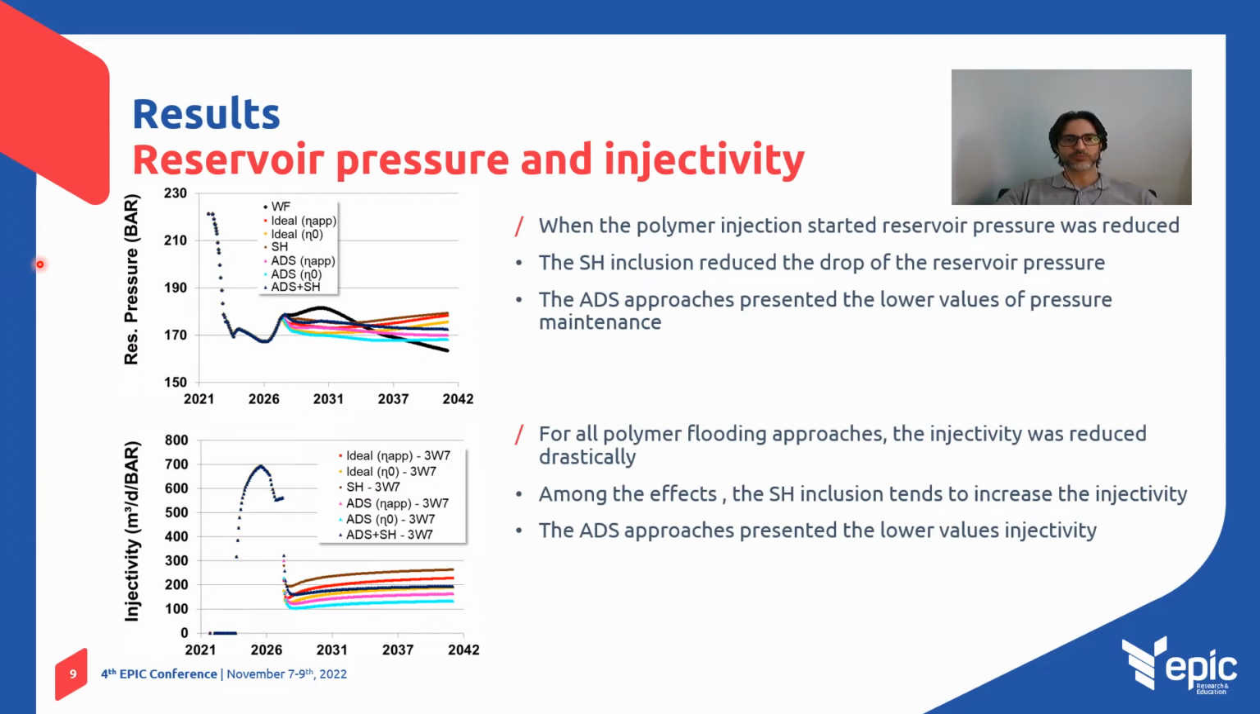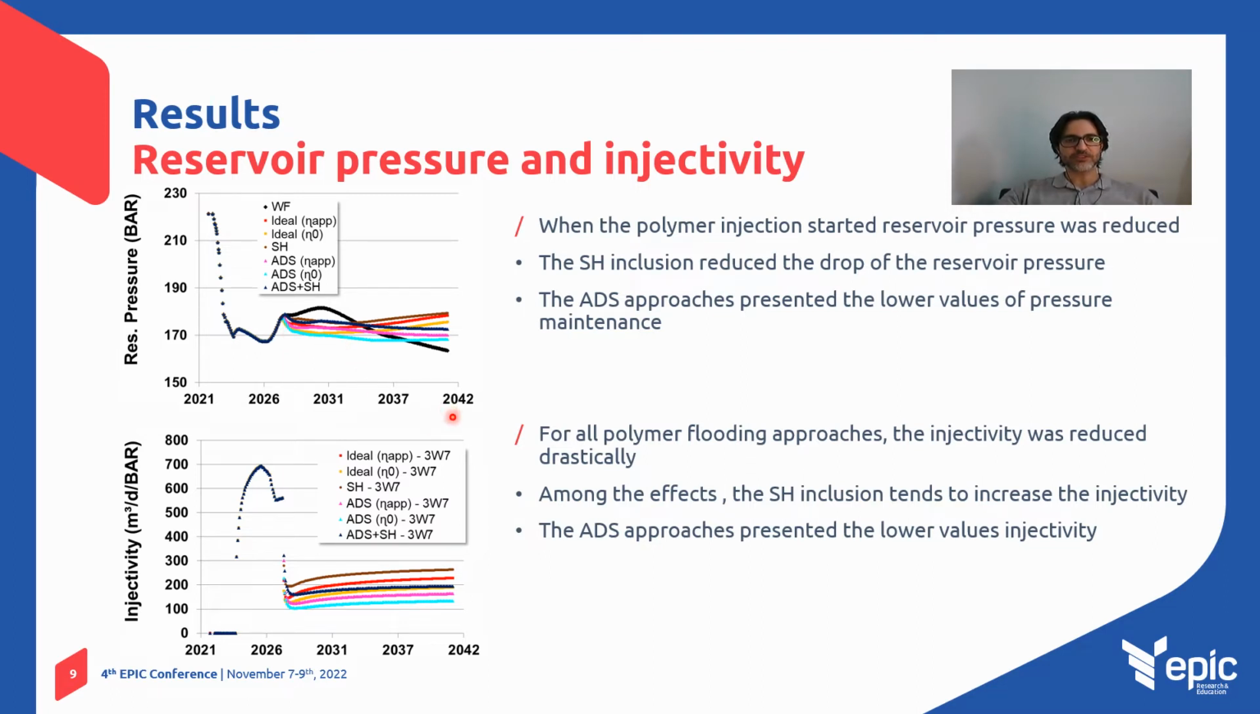Now we present some results. In this graphic, I present the reservoir pressure and here the injectivity. When the polymer flooding starts, we can observe a reduction in the reservoir pressure here. The inclusion of the shear rate effect tends to reduce the drop of the reservoir pressure, and the adsorption approach presents the lower values of pressure maintenance.